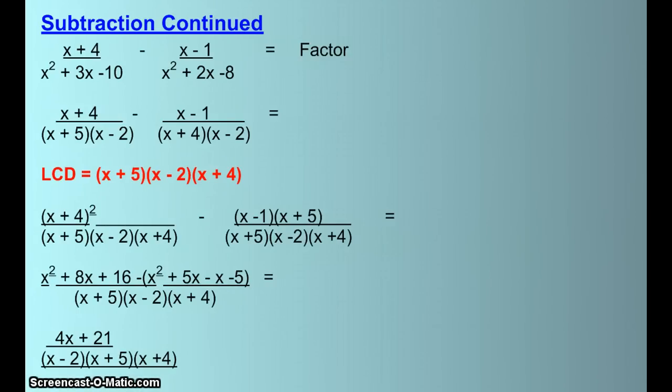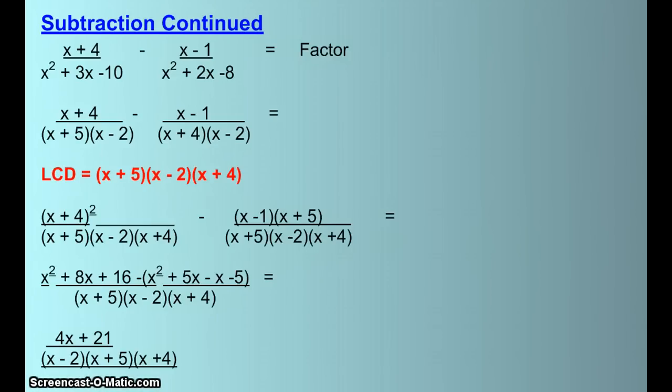So the LCD becomes what's written here in red, x plus 5 times x minus 2 times x plus 4. So you have to multiply each fraction by what it's missing, some version of 1. And don't forget to include the numerator and the denominator. You don't want to change the value of the fraction, just the form of the denominator. So in the first fraction, the numerator becomes x plus 4 squared because we had to multiply by x plus 4. And in the second fraction, the numerator becomes x minus 1 times x plus 5 because we multiplied by x plus 5.